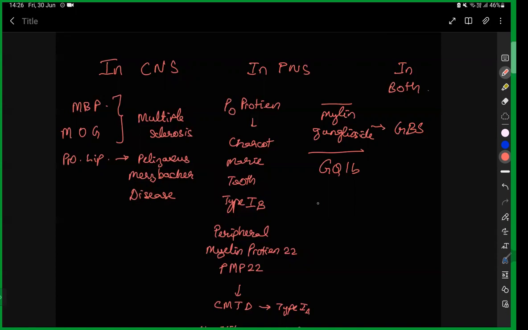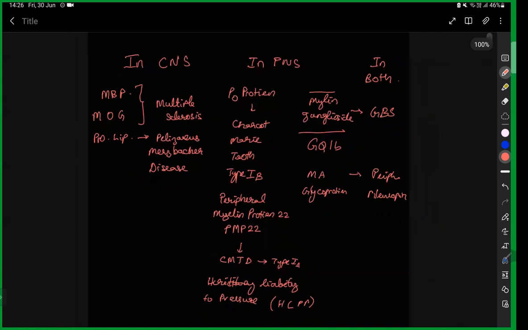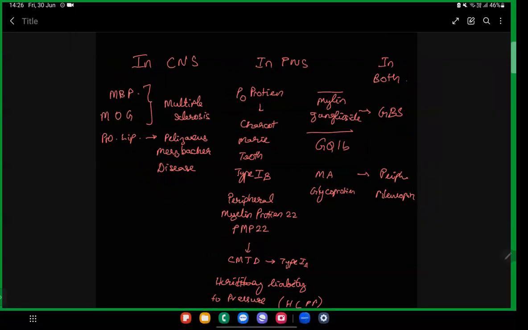Similarly, a mutation of myelin-associated glycoprotein again leads to peripheral neuropathies. Okay, clear. I want you to remember this paragraph alone.